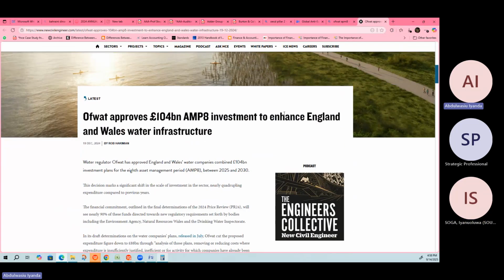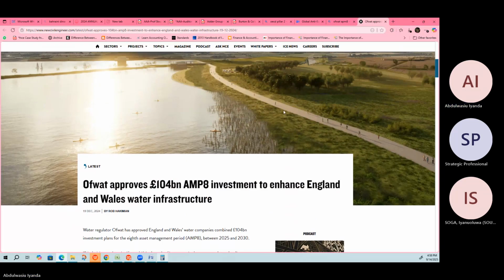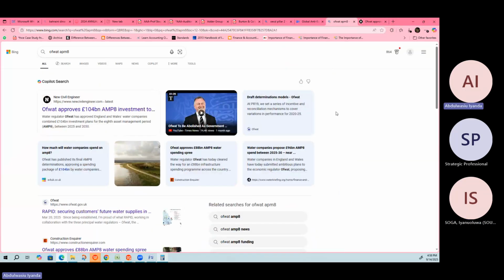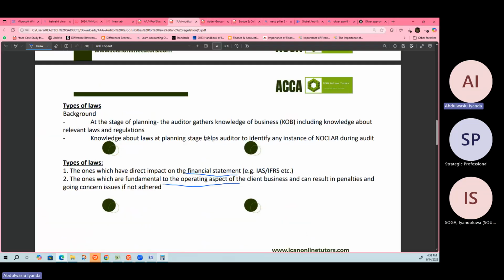So if this particular regulator asks me to do something, their regulation has an impact on the way I'm going to charge my fees. But the IFRS will just tell me how I'm going to account for my revenue. It will not inform me how to carry out my business. So regardless of whether it is the one that has an impact on the financial statement or the one that has an impact on operating, organizations still need to comply with it as much as possible.